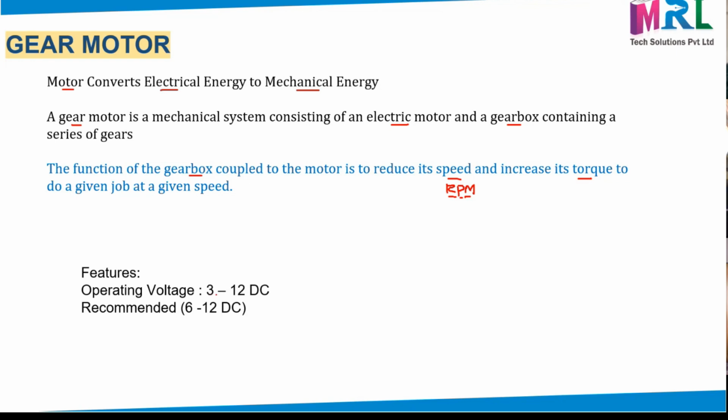The operating voltage for this motor is 3 to 12 volts DC power supply. The recommended is 6 to 12. You should give power to the gear motor at 6 to 12 volts DC. So that's why we are using the battery to run the motor. The battery produces electrical energy, and that will be converted into rotations. That is the mechanical energy.